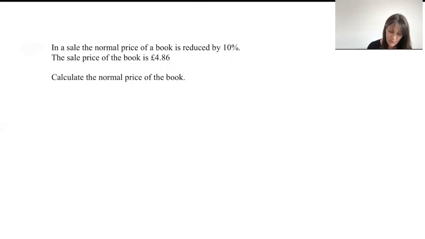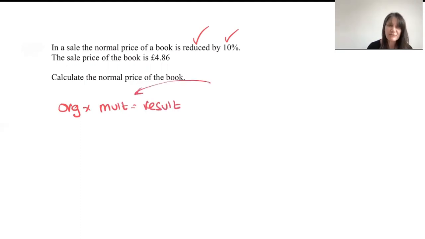Okay, so reading the question, I've got a percentage and I've got a decrease. It's being reduced. So I know that this is a 2-tick question, which is original times multiplier equals result. So let's do the multiplier first of all. The story is saying that the normal price of a book is reduced, so it's a decrease by 10%. So I start with my 100, I take off my 10%, and that gives me 90%. 90% as a decimal, dividing through by 100, is 0.9.